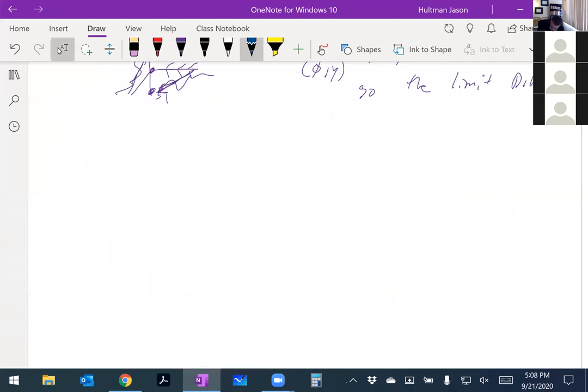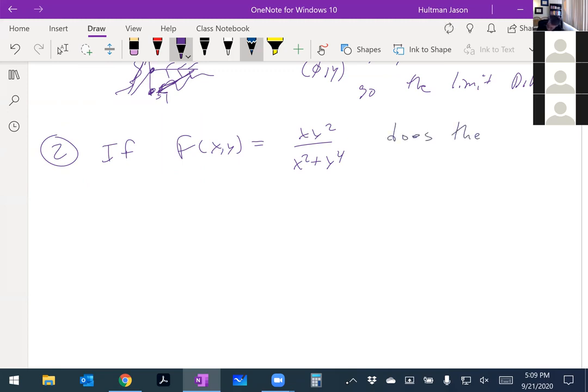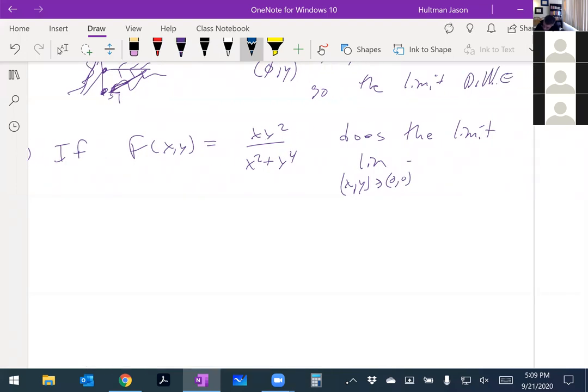Fun stuff. Okay, number 2. If f of x, y equals x y squared over x squared plus y to the 4th, does the limit exist? Which limit? Does the limit as (x, y) approaches (0, 0) of x y squared over x squared plus y to the 4th exist? Do all roads lead to the same spot? This is what I'm asking.